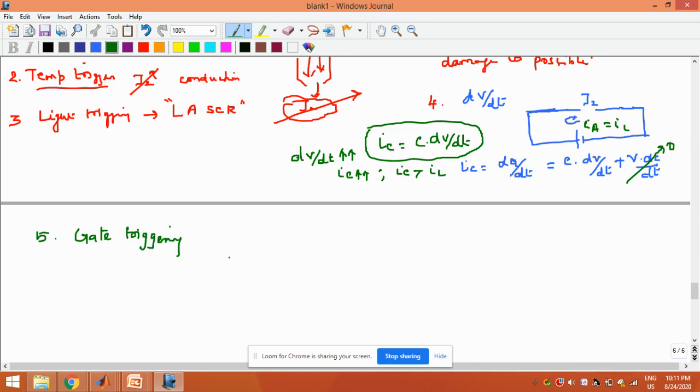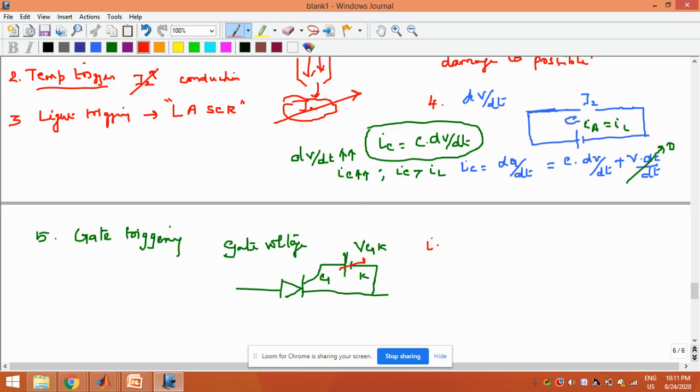In this method, we are going to give a gate voltage for the SCR. So you can give a positive voltage here at the gate with respect to the cathode, VGK. This is gate, this is cathode, negative. So this is VGK. As your VGK increases, your current through the gate IG increases.